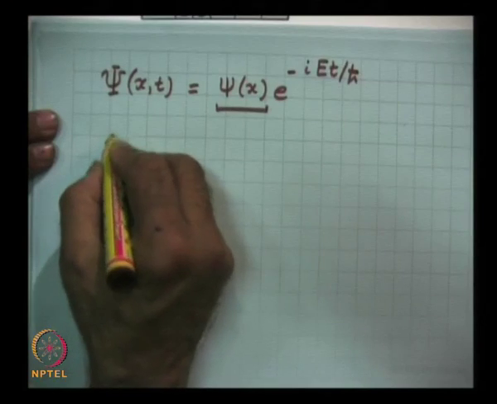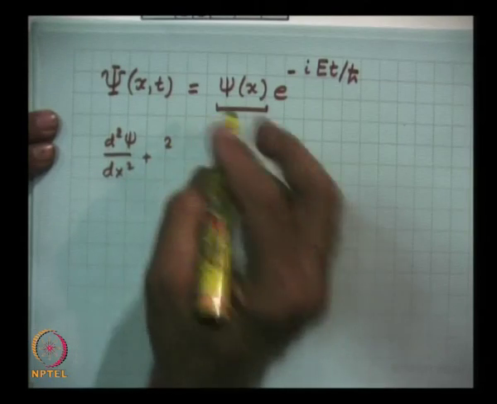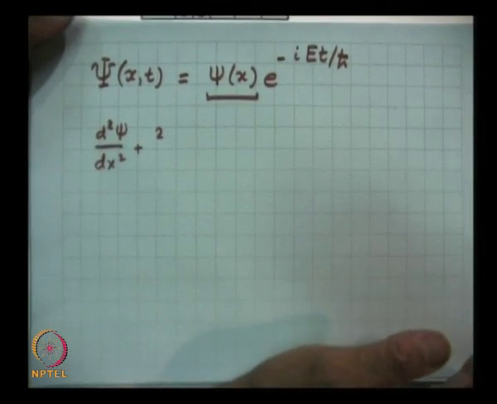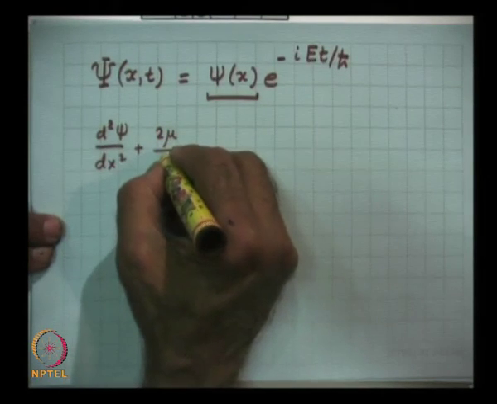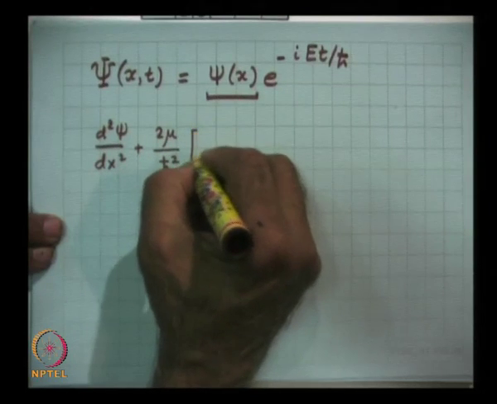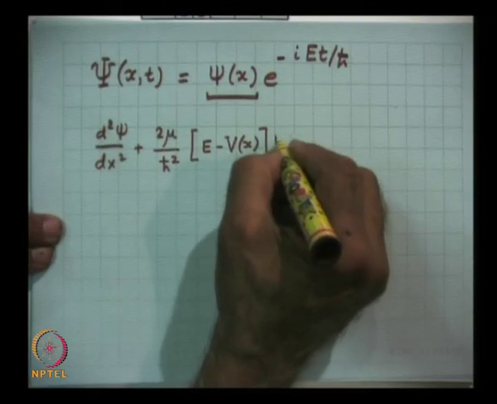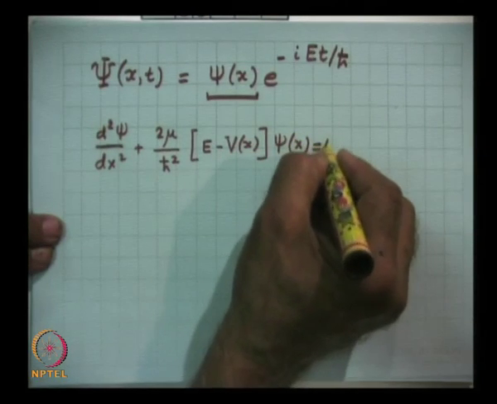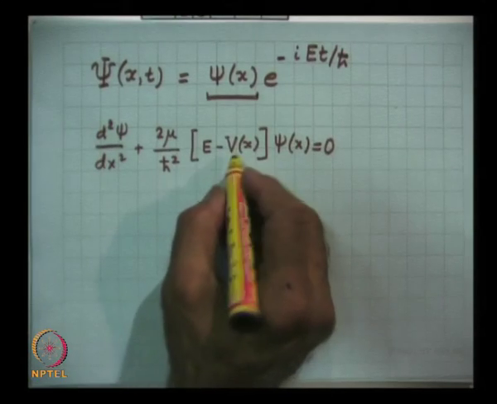So, till now our analysis is valid. What is psi of x? Psi of x satisfies this equation: d 2 psi by d x square plus 2 mu by h cross square (E minus V of x) psi of x is equal to 0. Let me replace m by mu, for reasons that will become clear in a moment. So, the mass of the particle is represented by mu. This is a general equation. The only assumption is that the potential energy function is independent of time.